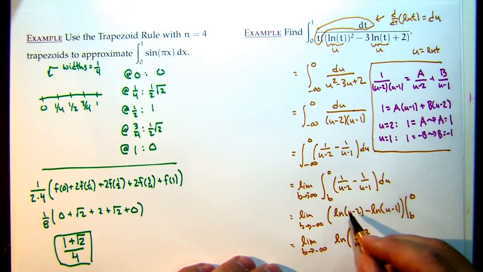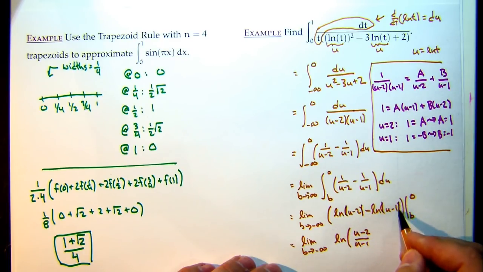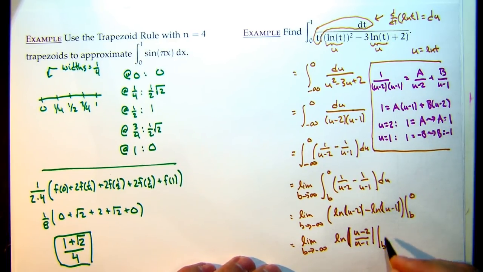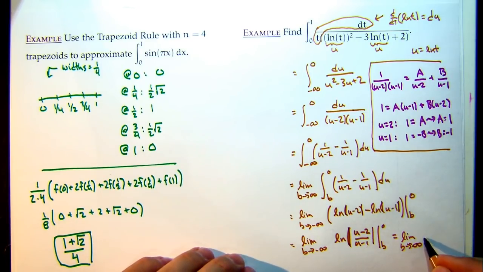And also, if we might be a little bit nervous, we can always put absolute values in here, just in case we're dealing with negative numbers. Okay, now the question is, what happens when I evaluate from b to 0? Well, this is going to become the limit as b goes to negative infinity. If I plug in 0, 0 minus 2 is negative 2, 0 minus 1 is negative 1. Negative 2 over negative 1 tells me I get log 2 minus log of b minus 2 over b minus 1.